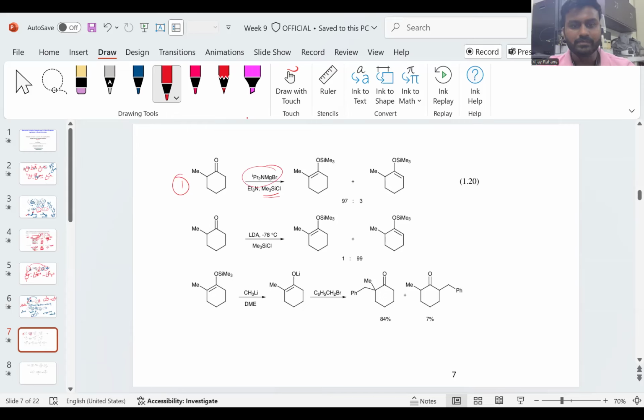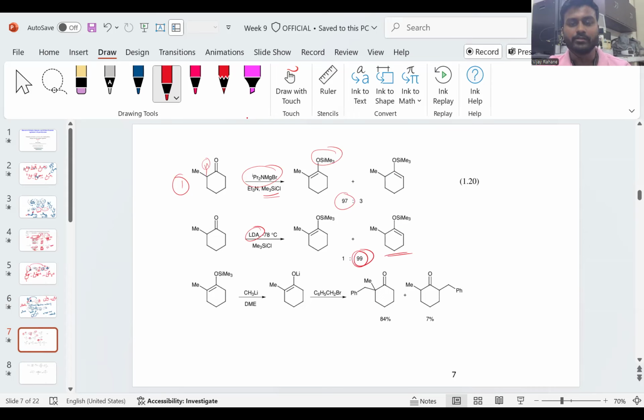This is the base which abstracts the proton, and it abstracts the proton selectively. This proton abstraction, followed by the silyl group, forms the product, which is 97% getting formed. So in this case, it forms 97%. But if you use a different reagent like LDA, it forms this enolate in 99%. So you can see the difference in the enolate formation.